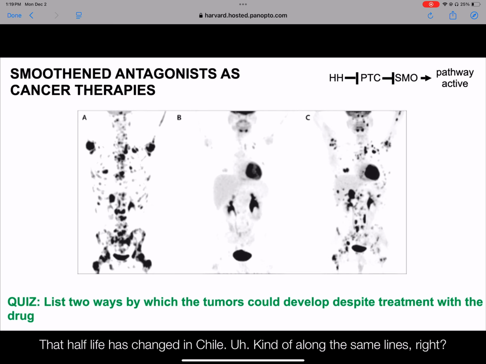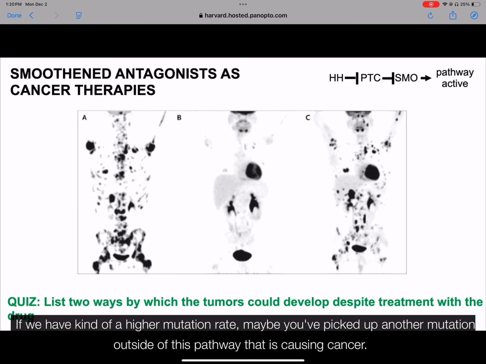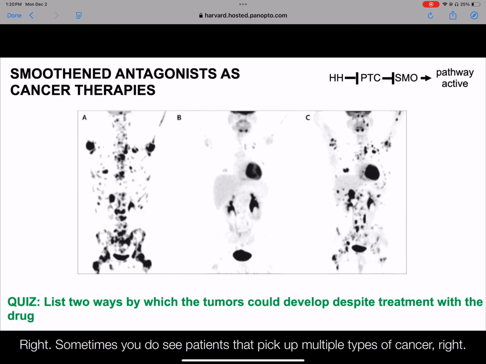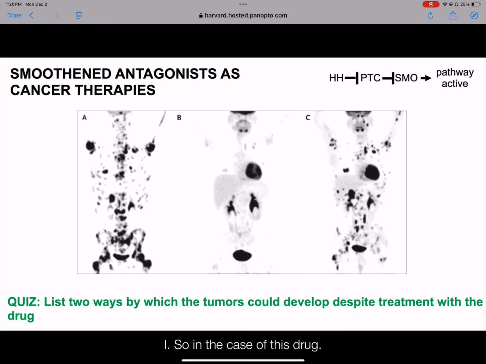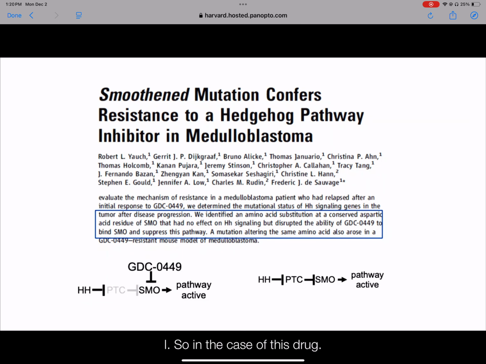Kind of along the same lines, right? If we have a higher mutation rate, maybe you've picked up another mutation outside of this pathway that is causing cancer. Sometimes you do see patients that pick up multiple types of cancer, right? And so it could be that this is still working fine, but these tumors are being caused by something else.